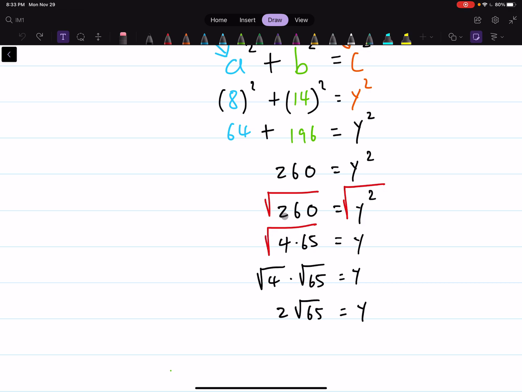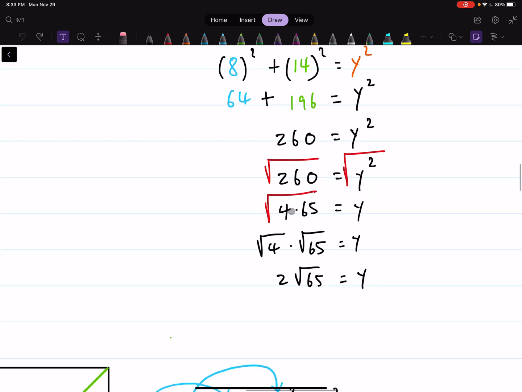You're going to actually factor out a 4. So 4 times 65, it's not a decimal, it's actually a multiplication sign. 4 times 65 is actually 260. And you can separate it by the multiplication symbol right here. So square root of 4 times square root of 65 is actually just square root of 260.